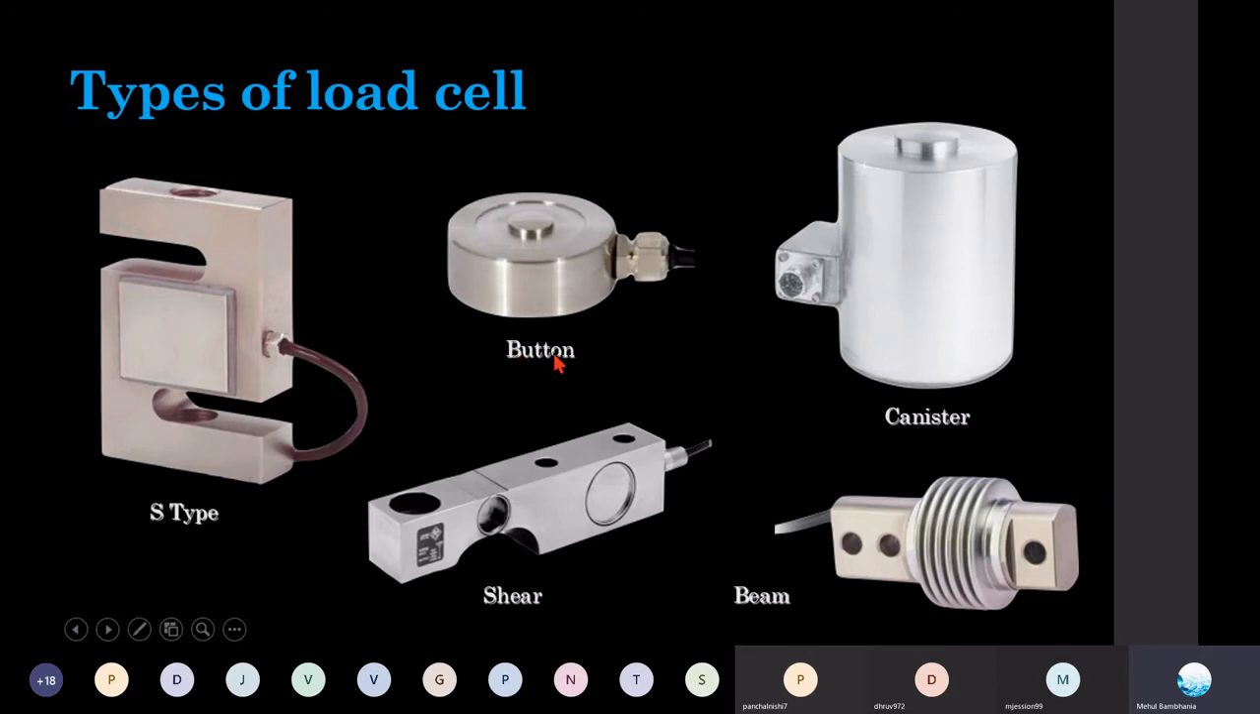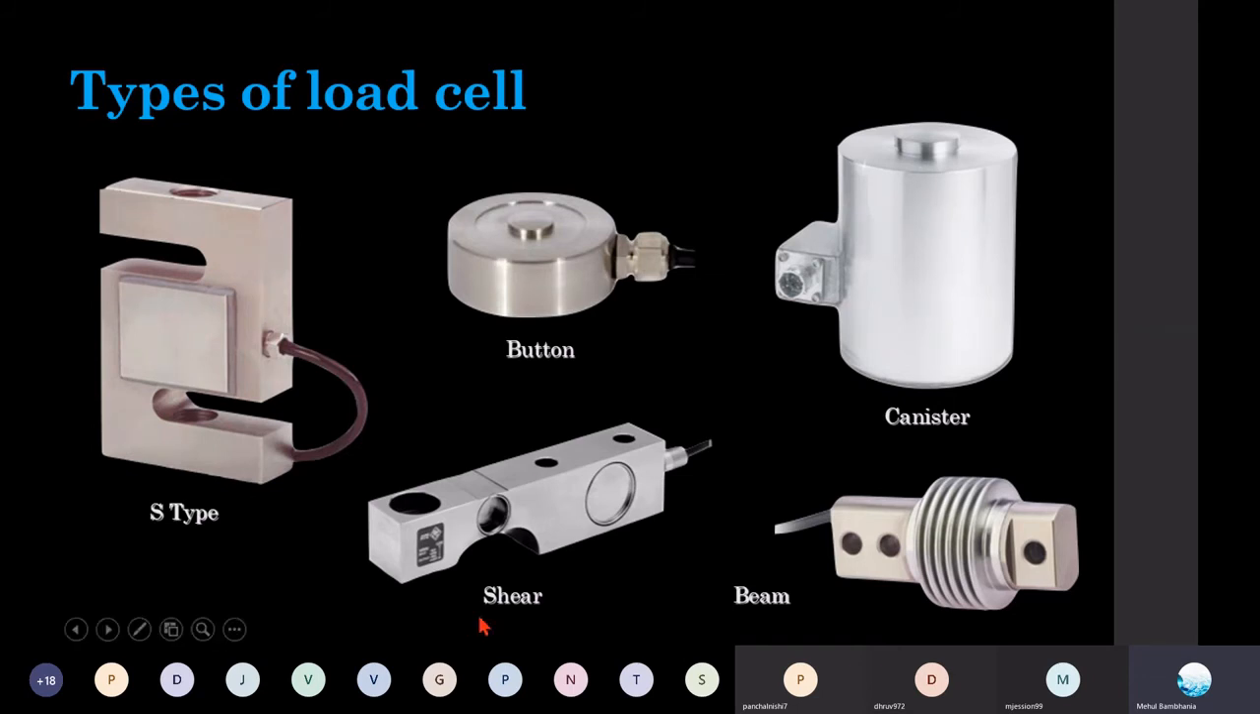In the button type load cell, obviously 2 on the top and 2 on the bottom side, that strain gauge is attached. In canister also 2 on the top and 2 on the bottom. So it is a different type of arrangement. Ultimately the basic working principle is almost similar. All are working based on Wheatstone Bridge circuit, ultimately indicating the voltage change in the output, and through that voltage change there is a correlation fitted in that, and based on that they will indicate the total amount of load acting on that cell.